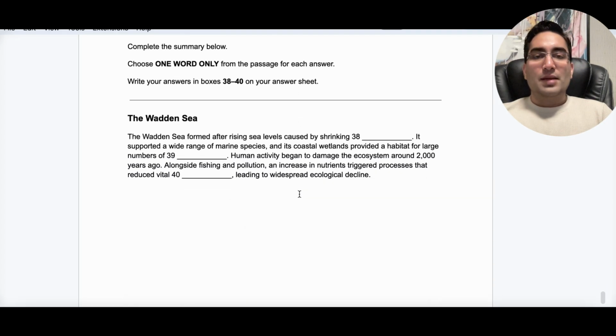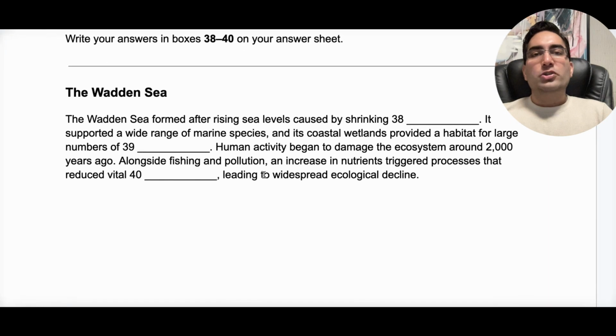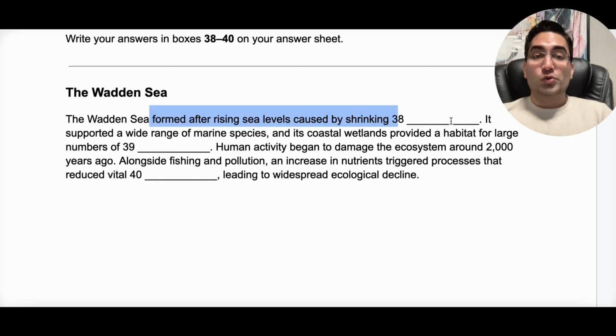Finally, in this test, I am faced with these last few questions, which are fill-in-the-gap questions. Here, what you want to know is the essence of what you have to hunt for. For example, the Wadden Sea formed after rising sea levels caused by shrinking something. So why do rising sea levels happen? Well, because something shrinked. What shrinked? Maybe the sea life, the marine life population, maybe the coastline, maybe the water. Something shrinked. So I'm looking for something that shrinked or lessened or reduced. Those are my keywords in my head.